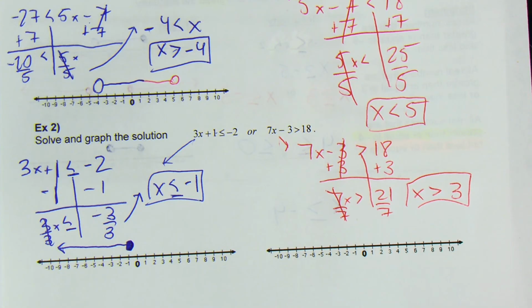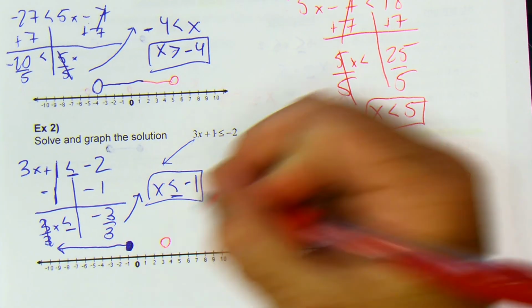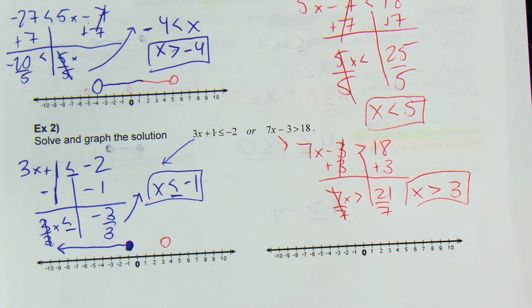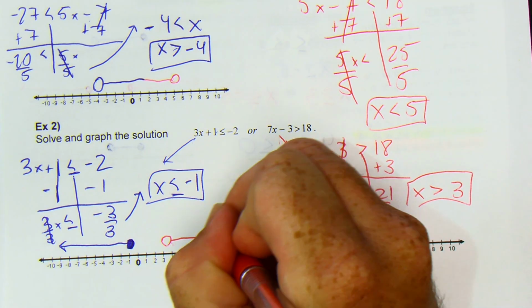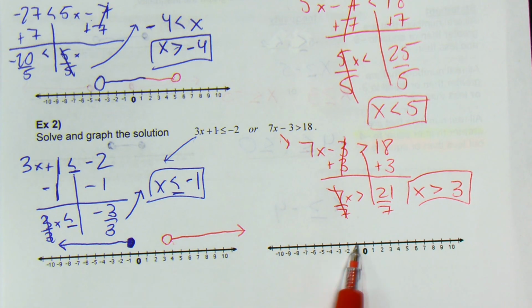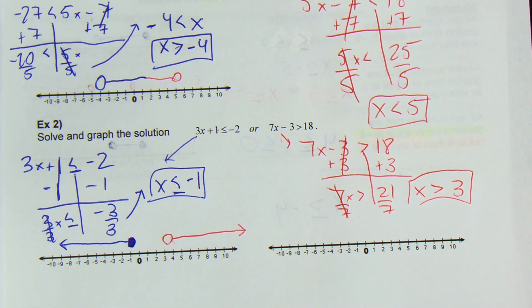Okay. Next, I have x is greater than 3, which means I have an open dot above 3. Okay, an open dot above 3 because it does not have my equal sign, and my arrow will point to the right. Okay. So that's what the graphs look like on the same graph. We could have just done them on separate graphs, but on the same graph, that's what it should look like.